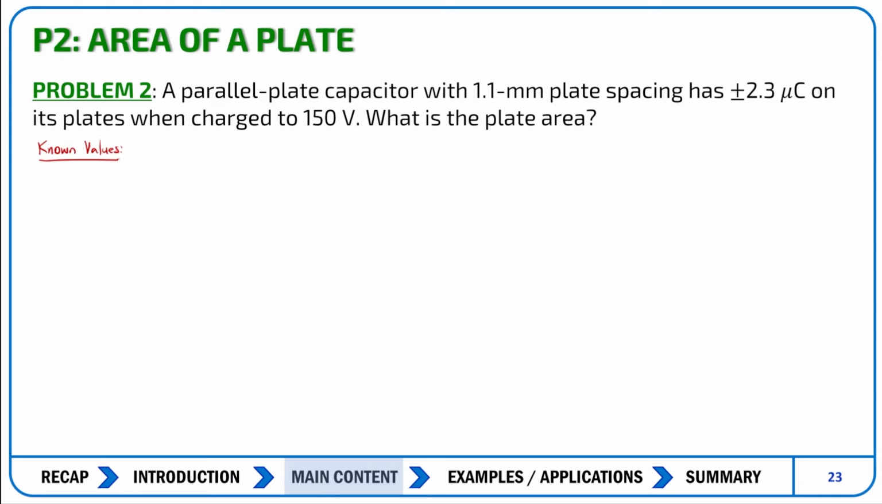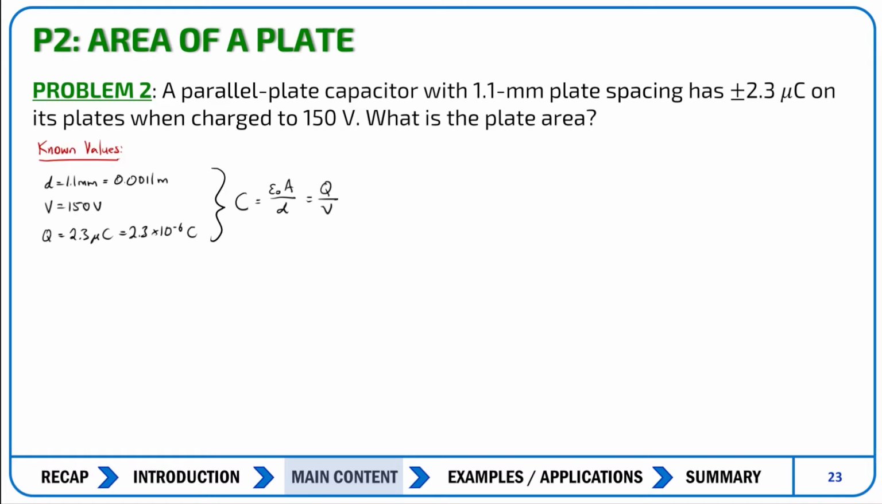Our known values are going to be D is equal to 1.1 millimeters, which is equal to 0.0011 meters. We have V being equal to 150 volts, and then we have Q being equal to 2.3 microcoulombs, or 2.3 times 10 to the negative 6 coulombs. Now, what kind of equation applies all of these? It's going to be our definition of capacitance, which is epsilon naught A over D, which is also equal to Q over V.